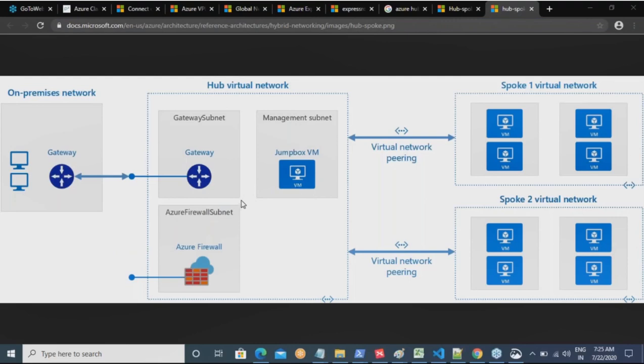Who will manage the hub virtual network? Is it Azure? No, there is no Azure managed service over here. You have to create this. See, this is a virtual network. Are you seeing this? This is a virtual network. In that virtual network, you are creating a gateway subnet and you are supposed to create a peering connection. This is something which you have to do.